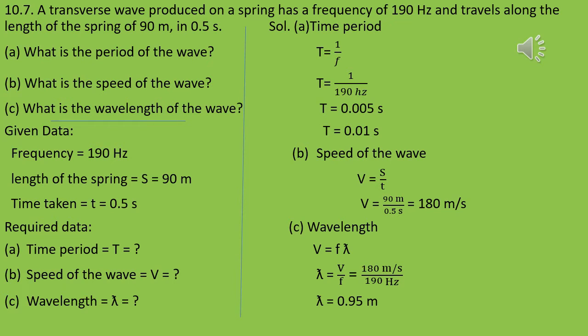B. Wave speed. Formula: v = s divided by t. By putting the values, we get v = 90 meters divided by half a second, or v = 180 meter per second. C. Wavelength. Formula: v = fλ, or λ = v divided by f. By putting the values, we get λ = 180 meter per second divided by 190 Hz, or λ = 0.95 meters.